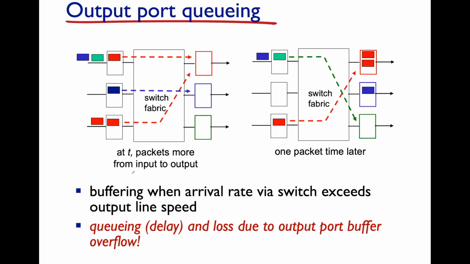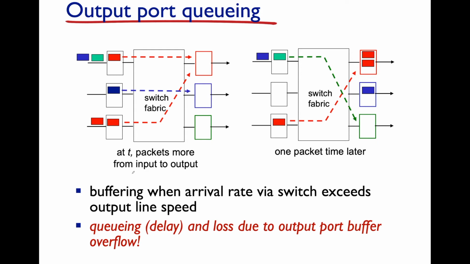So let's take a look at output port queuing. Now, of course, you have buffering when the arrival rate for packets or datagrams coming out of the switching fabric is greater than the output line speed. And the reason why it might be greater than the output line speed is because it takes time to transmit the bits of that packet, and the switching fabric is usually quite efficient, quite fast.